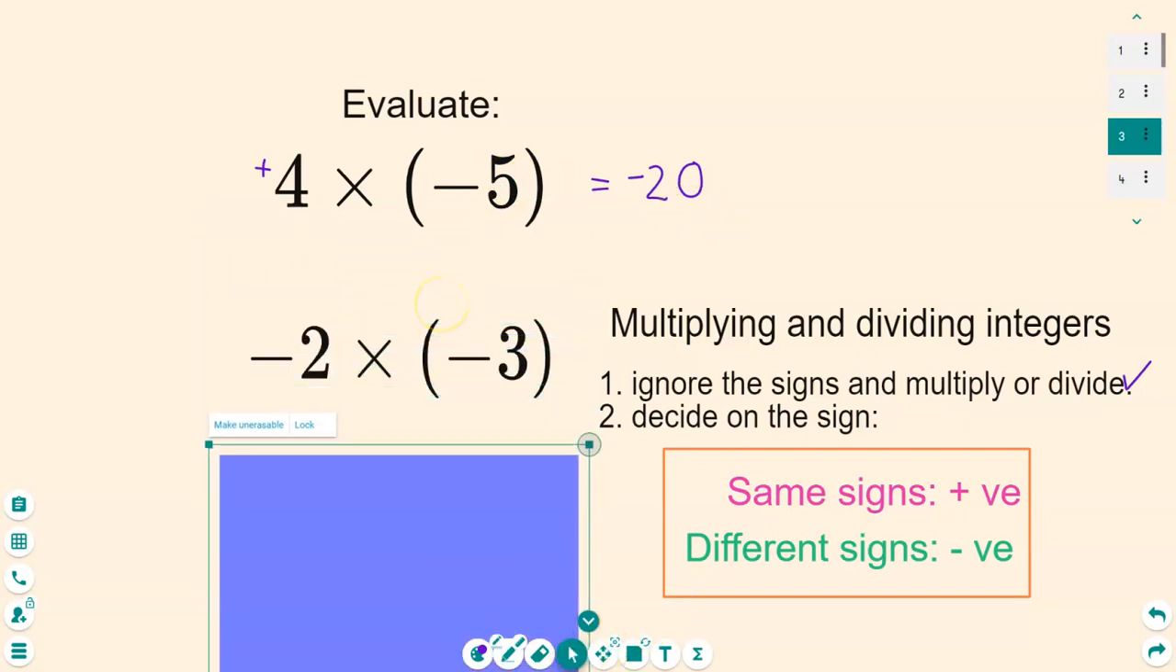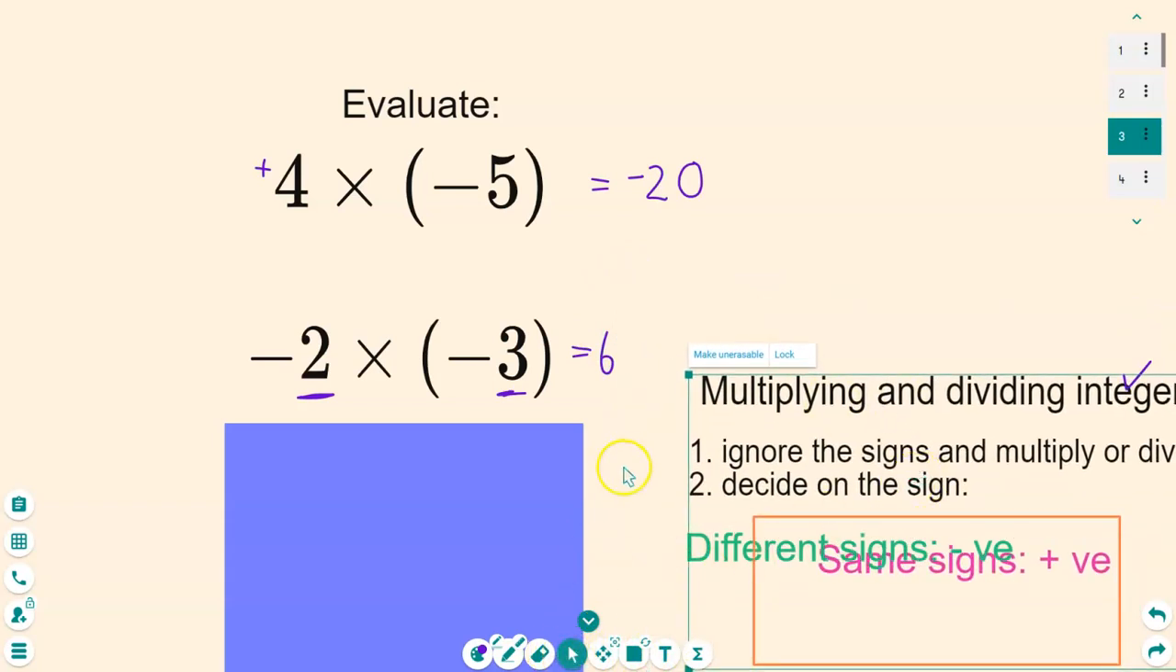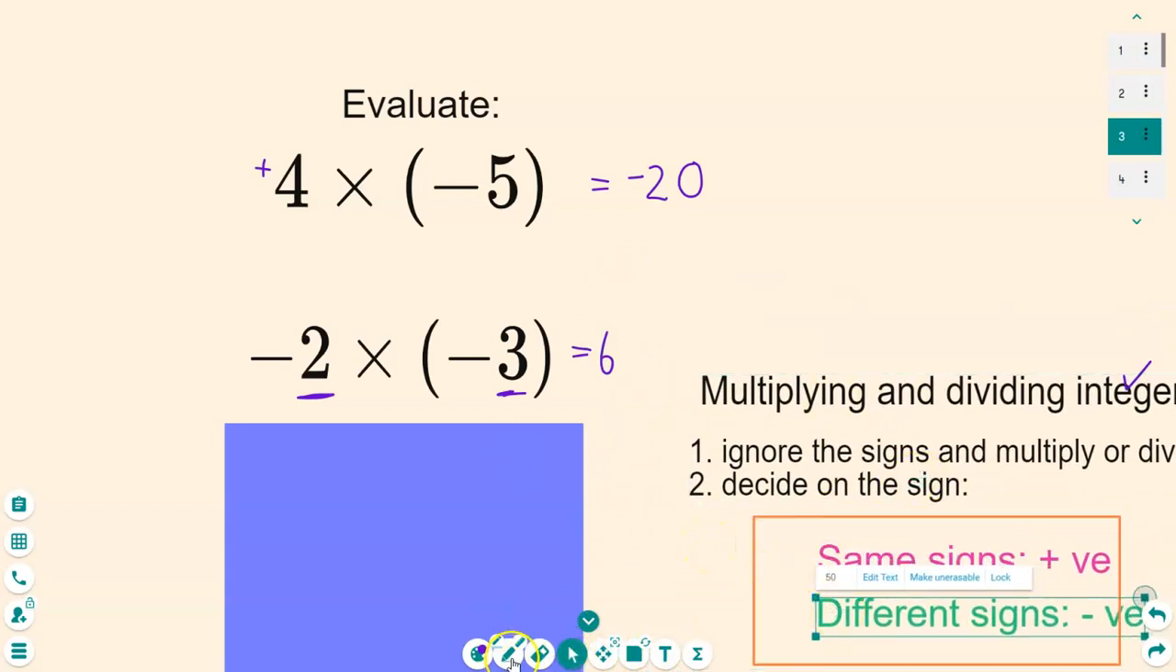Let's try it for the next one. Same process: ignore the signs and multiply or divide the numbers, so just focus on the number itself. 2 times 3 gives me 6. Then we decide on the sign. We've got a negative number times a negative number, so they are the same signs. So it should just give us a positive number, and we can leave our answer like that.